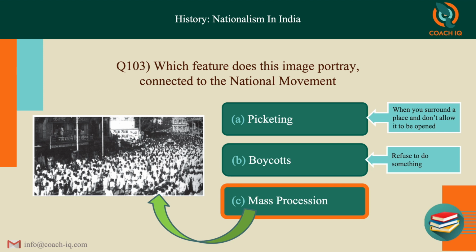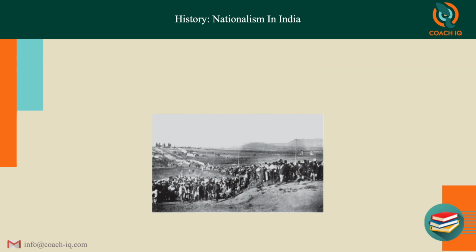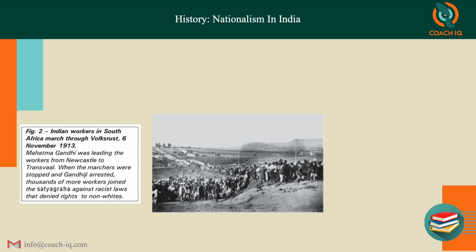Then come to the next MCQ. Here it is written, Indian workers in South Africa march through Volksrust, 6th November 1913. Here it is Gandhiji who is leading the workers from Newcastle to Transvaal, and when the marchers were stopped, Gandhiji was arrested. More workers joined and joined the satyagraha against the racist laws which did not give many rights to the non-whites. Now maybe this explanation would not be given and just this image would be given.